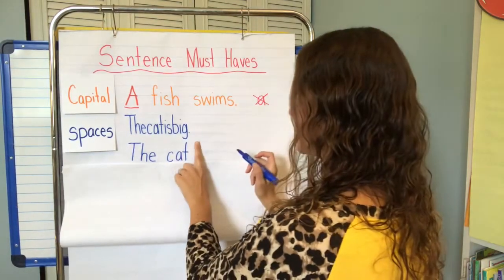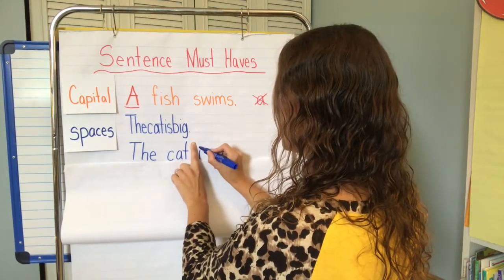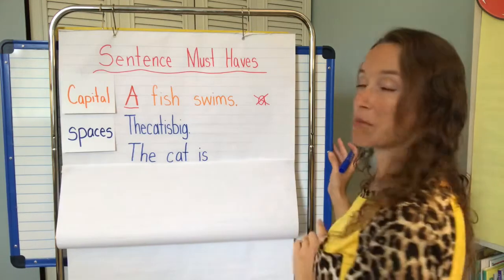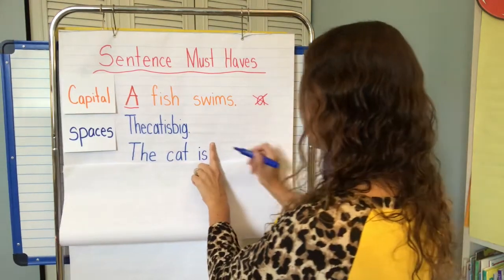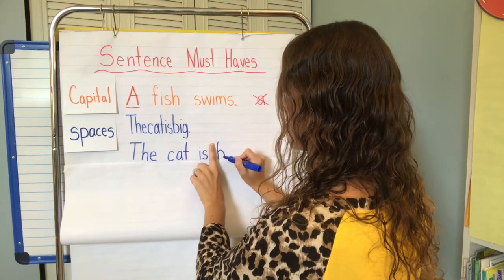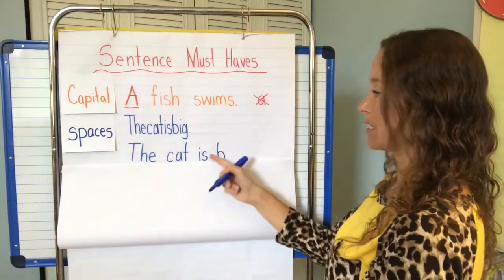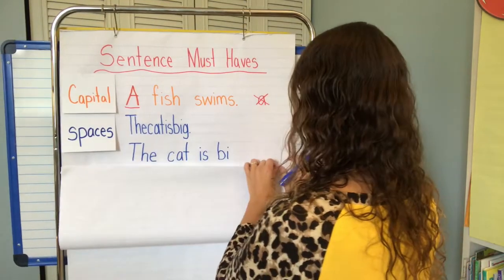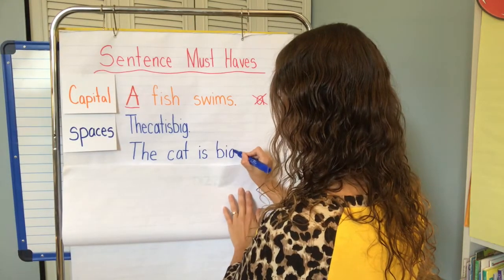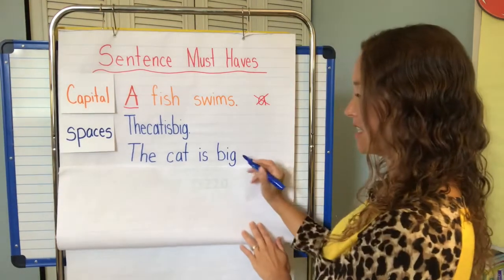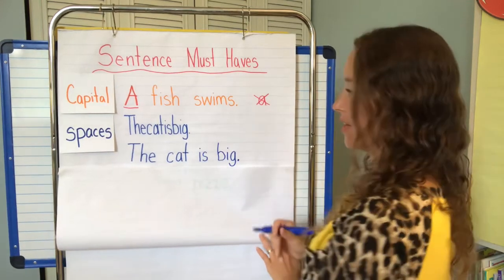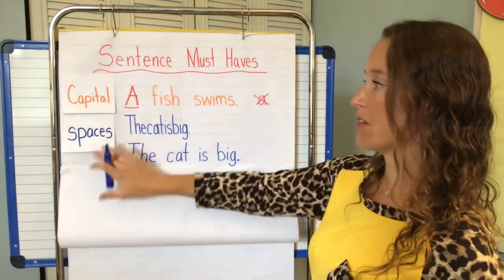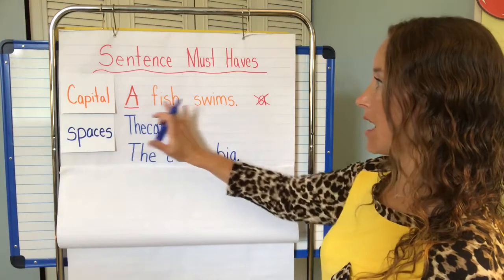Well, here comes my next word. Finger space. Is. Okay. Cat is, and my last word, big, finger space. Once I get that B in there for big, right, I can move my finger because now I have that space between my words. And then I'm going to move this down a little. G. Okay, the cat is big, period. All right. So far we know sentences must have capital letters. They start with a capital, and then there must be spaces between my words.